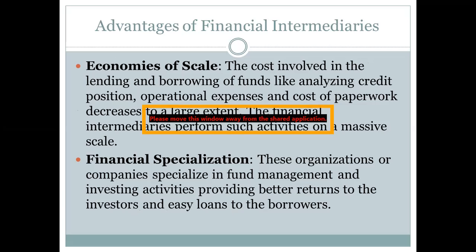Next is economies of scale. The costs involved in the lending and borrowing of funds, like analyzing credit position, operational expenses, and the cost of paperwork, decrease to a large extent. The financial intermediaries perform such activities on a massive scale.